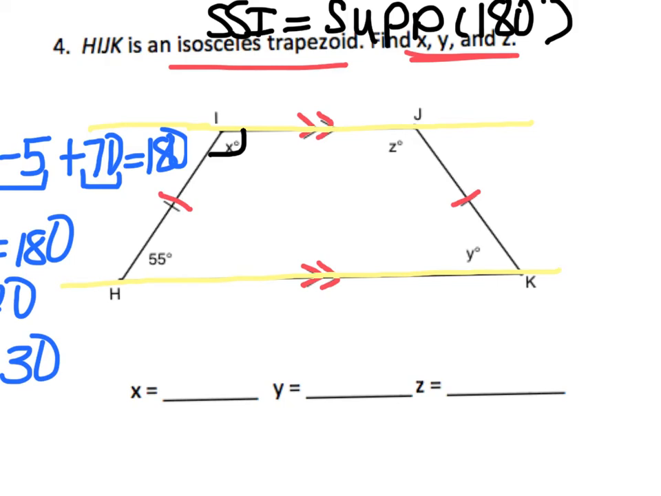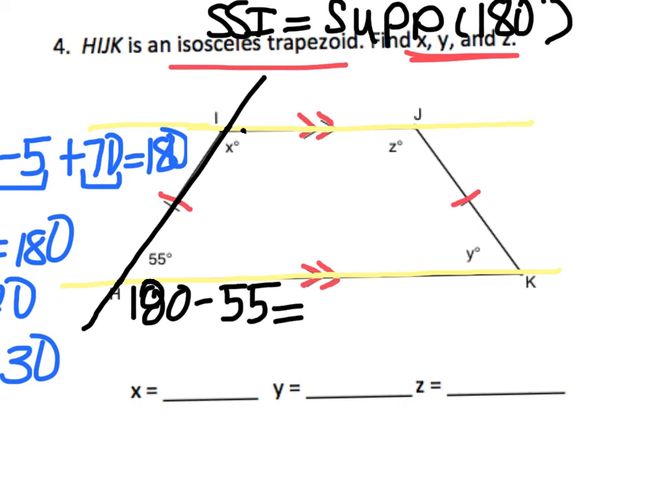Okay, so as long as you have parallel lines, the angles that are inside those lines, but on the same side of the line that intersects them both, that I just highlighted in black, those are going to be supplementary. So I'm going to take 180 minus 55, which is going to get me 125, which is the measure of angle X.